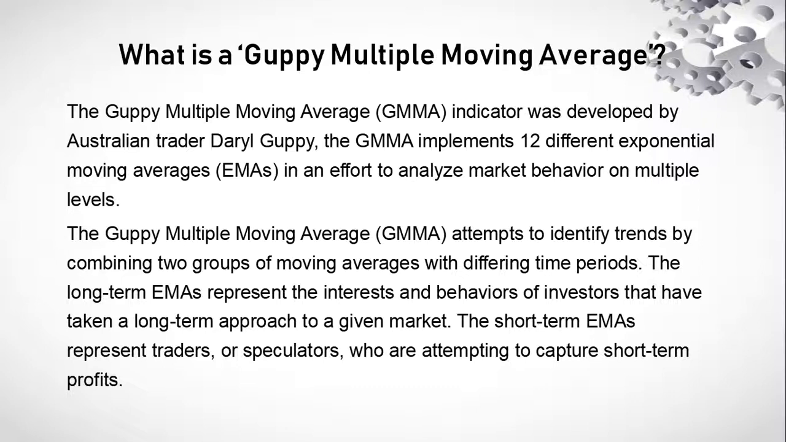The GMMA implements 12 different exponential moving averages, also known as EMAs, in an effort to analyze market behavior on multiple levels. The Guppy multiple moving average attempts to identify trends by combining two groups of moving averages with differing time periods. The long-term EMAs represent the interests and behaviors of investors that have taken a long-term approach to a given market. The short-term EMAs represent traders or speculators who are attempting to capture short-term profits.